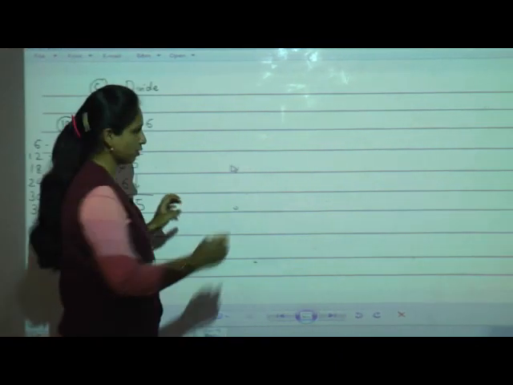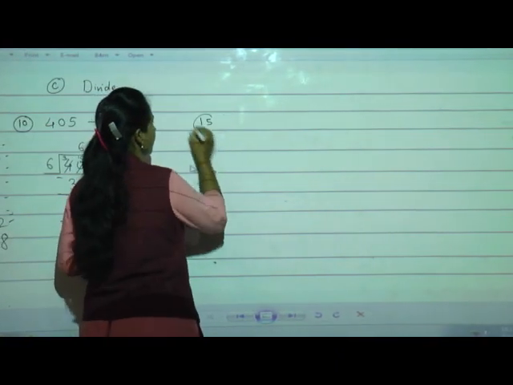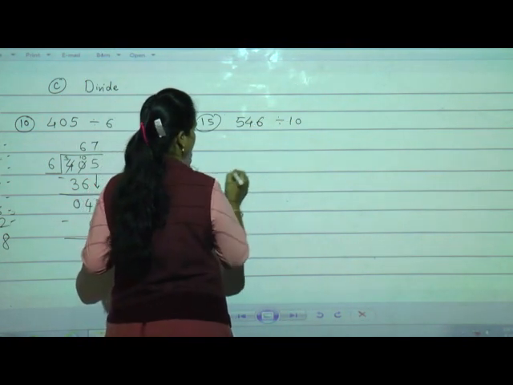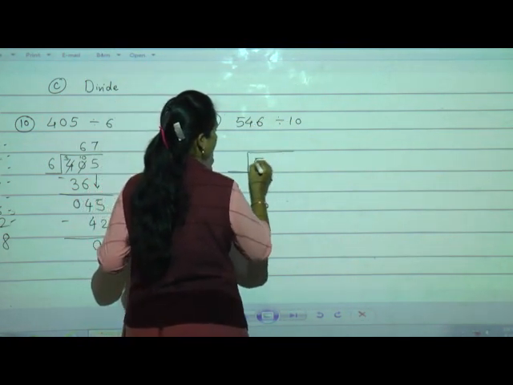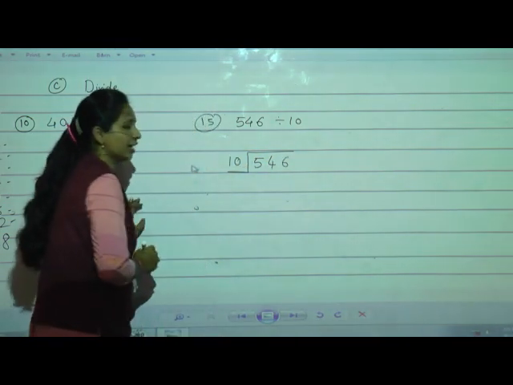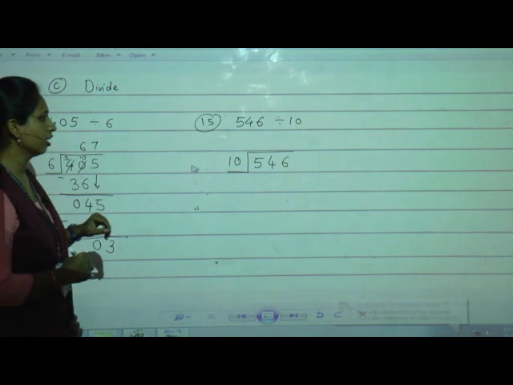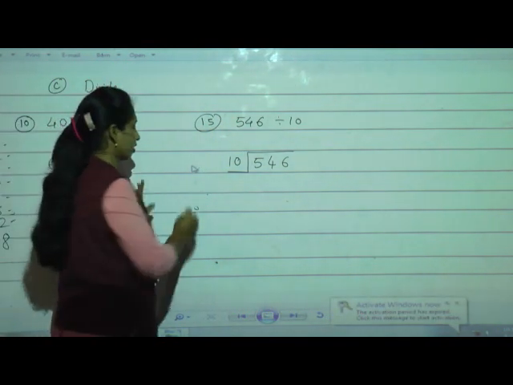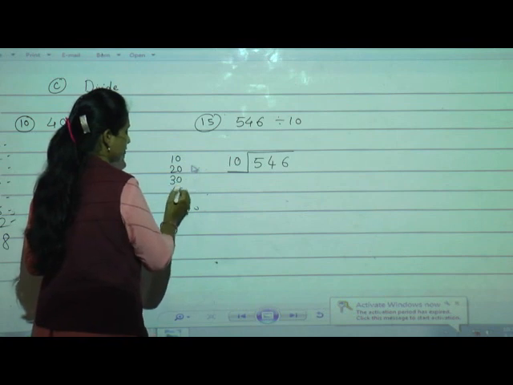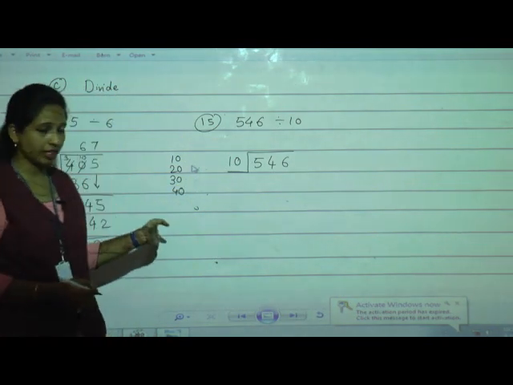I will solve the 15th one question for you. What is the 15th one? 546 division by 10. So write here 546 division by 10. Now very simple, 10 table. Okay, everyone likes 10 table. So write here 10 1s are 10, 10 2s are 20, 10 3s are 30, 10 4s are 40. Why are we writing? We are searching the number.